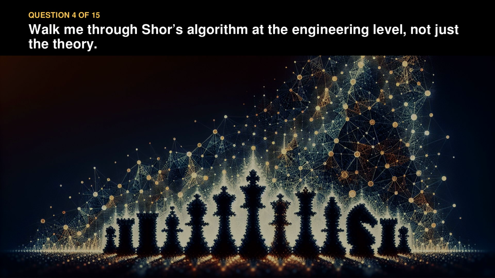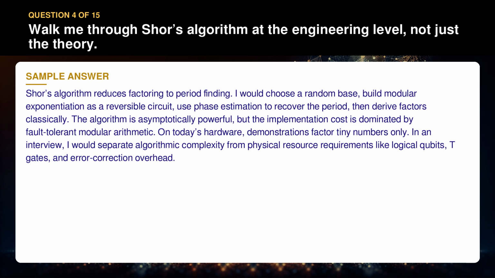Question 4. Walk me through Shor's algorithm at the engineering level, not just the theory. Shor's algorithm reduces factoring to period finding. I would choose a random base, build modular exponentiation as a reversible circuit, use phase estimation to recover the period, then derive factors classically. The algorithm is asymptotically powerful, but the implementation cost is dominated by fault-tolerant modular arithmetic. On today's hardware, demonstrations factor tiny numbers only. In an interview, I would separate algorithmic complexity from physical resource requirements like logical qubits, T-gates, and error correction overhead.